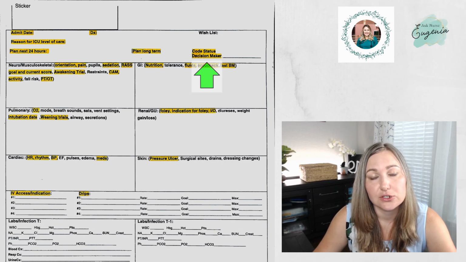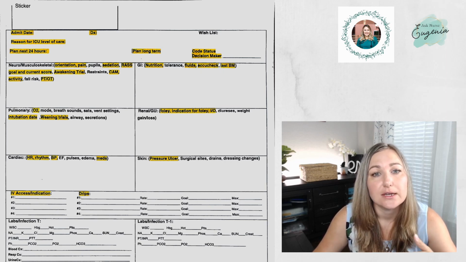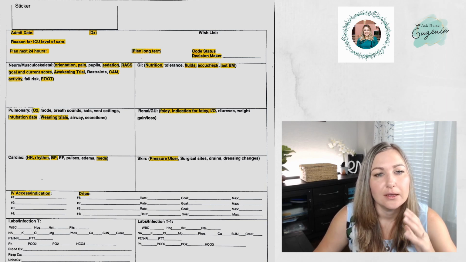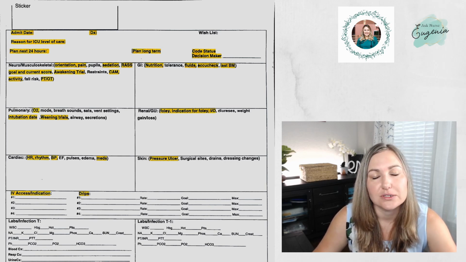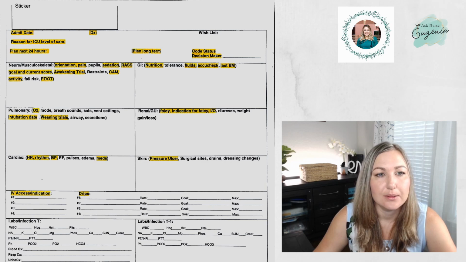Code status, decision maker. Again, I would put in this area if they have full code or if they're DNR, and also age and sex, anything like patient specific that's not really medical related, but it's more like their status or the weight or the height, just details about the patient.